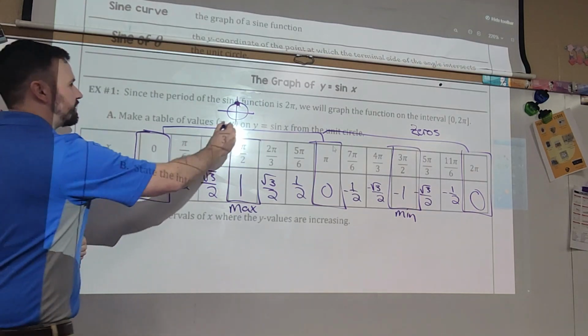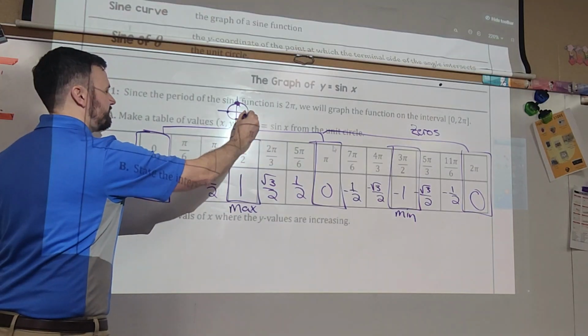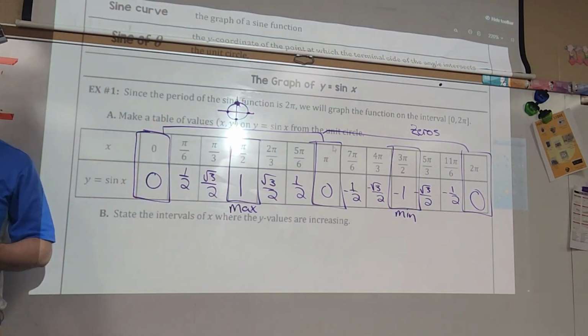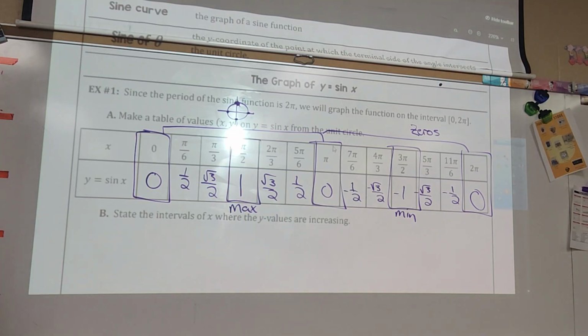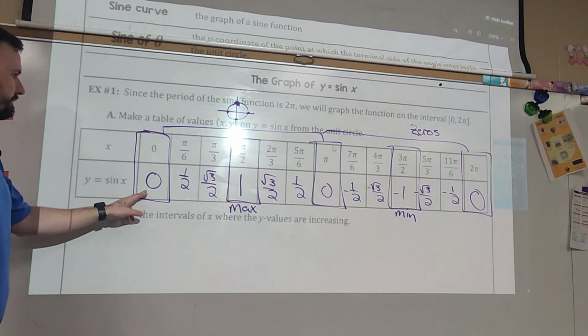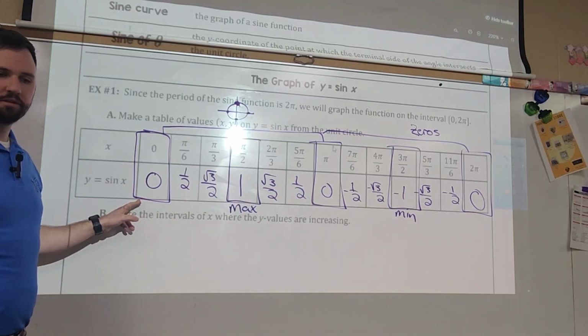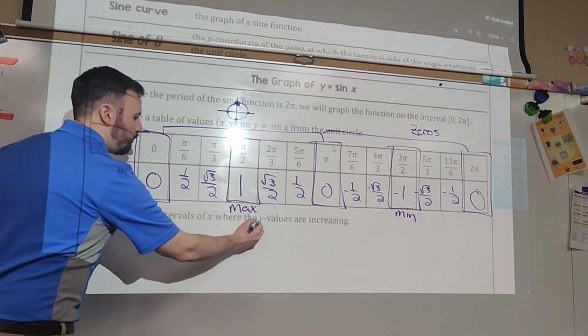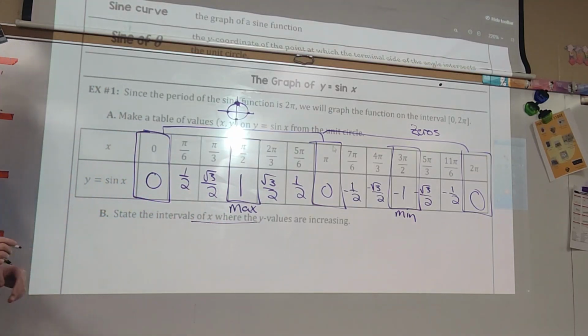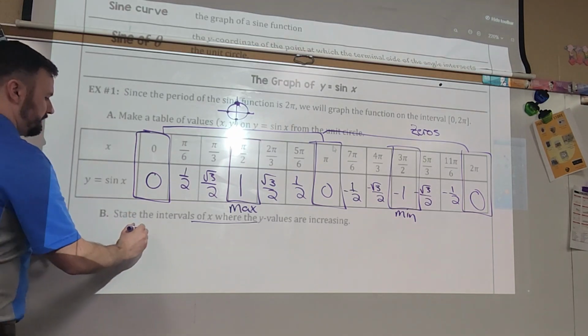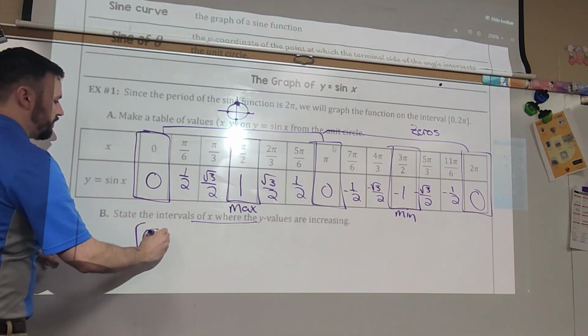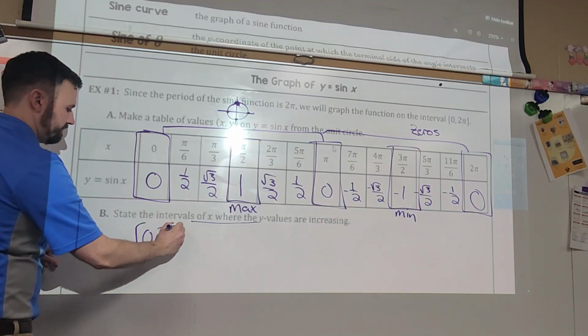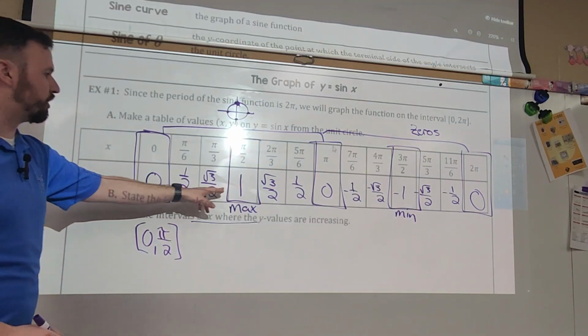Where do they show up on the unit circle? Those ones, because those are the easy ones to remember, right? They're either 1 or -1 or 0. So where is this increasing, going up, from 0 to 1, right? Do you guys see that? Now, where is my x? Remember, where is x? So from 0 to pi over 2, I'm going up, right? And then I go down.